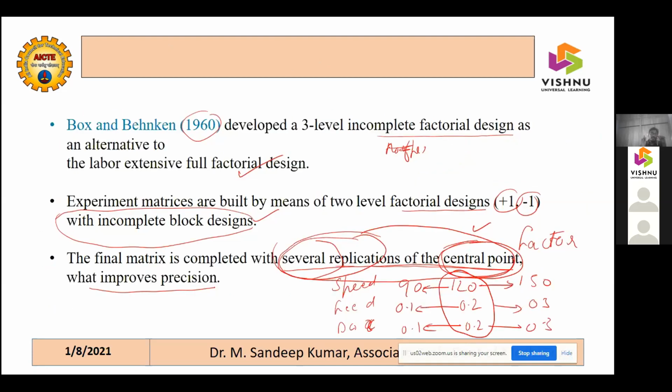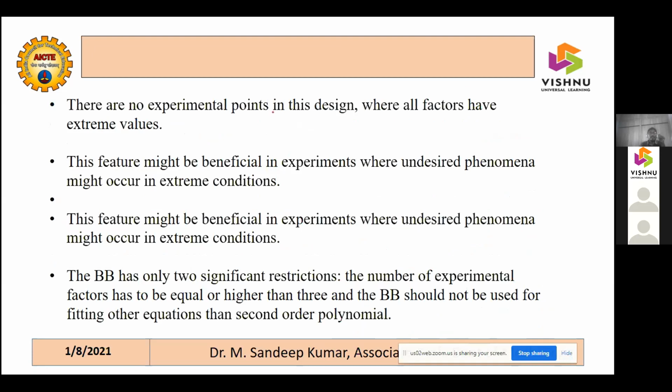That is why, when you look into the design and you keep a central composite design on one side and a Box-Behnken design on the other side, you will see that there are many replications at the center point in Box-Behnken, but there aren't many replications in the CCD, that is central composite design. That is one way of looking at it. Also, there is no experimental point in the design where all factors have extreme values. This is one thing you have to keep in mind.